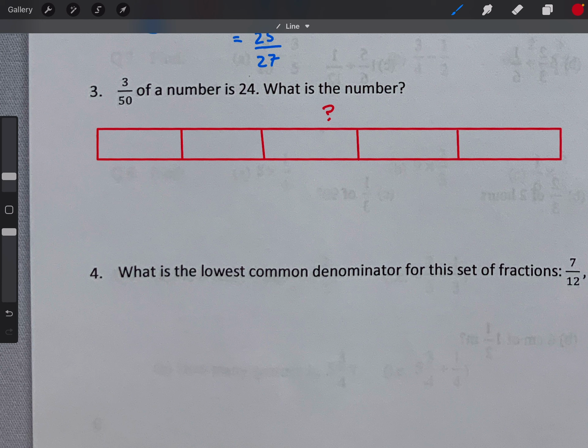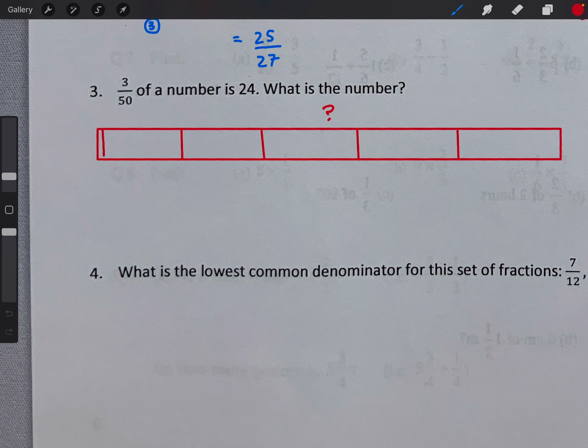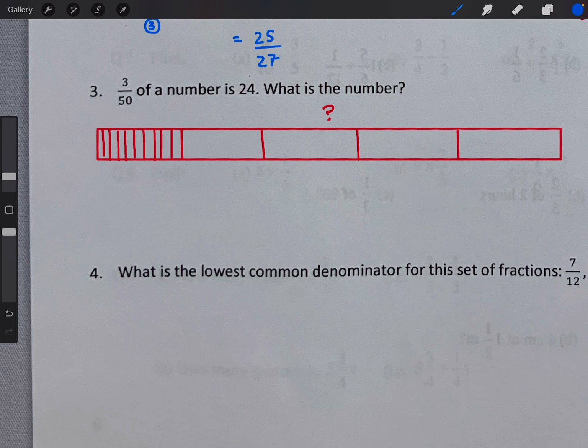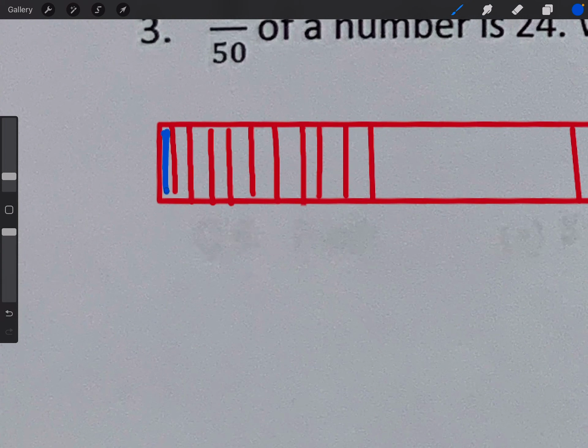So that's 5. I'm going to cut this into 10 pieces. 1, 2, 3, 4, 5, 6, 7, 8, 9, 10. And you can see that's 10. Okay, I'm not going to cut the rest. I'm just going to show you that, yes, I'm going to cut this number into 50 pieces. And I'm going to take 3 of them.